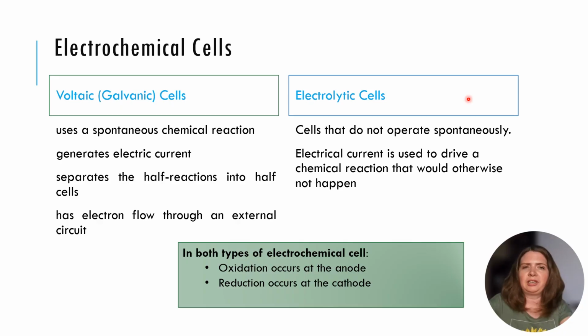In both types of electrochemical cells, oxidation always occurs at the anode and reduction always occurs at the cathode. To remember this, oxidation and anode start with vowels, O and A. Reduction and cathode start with consonants, R and C.